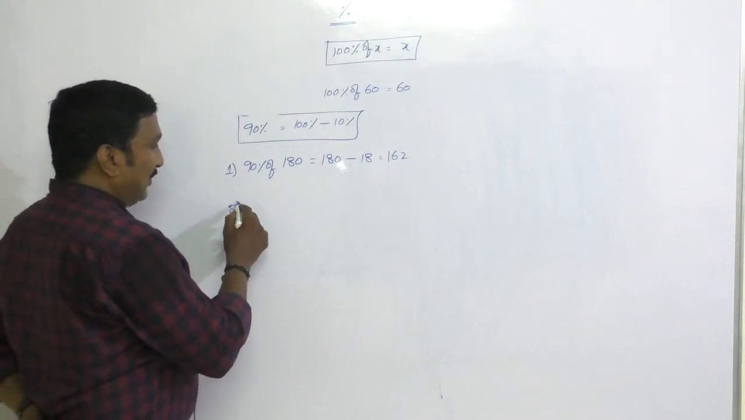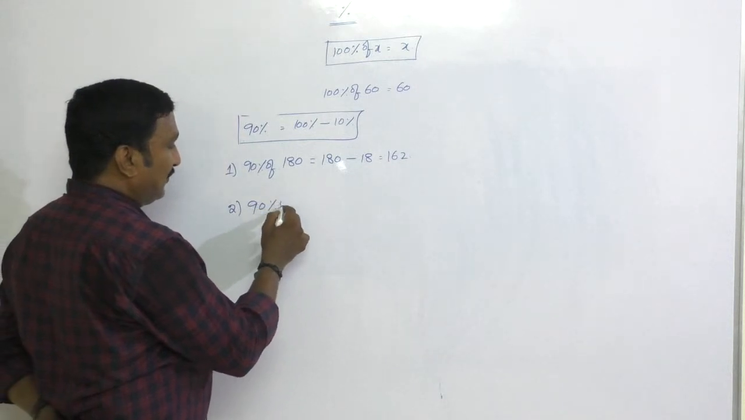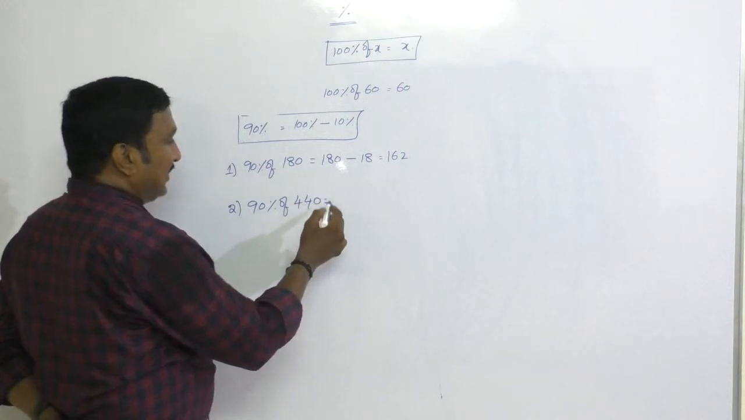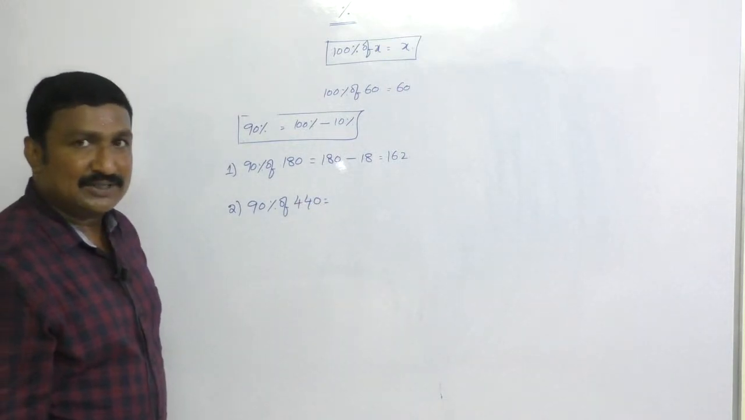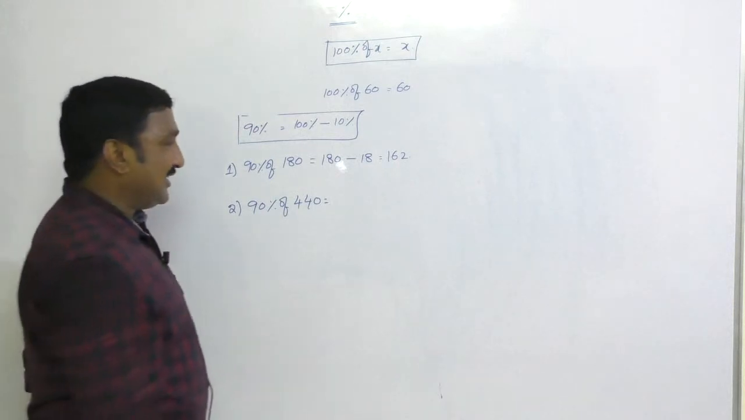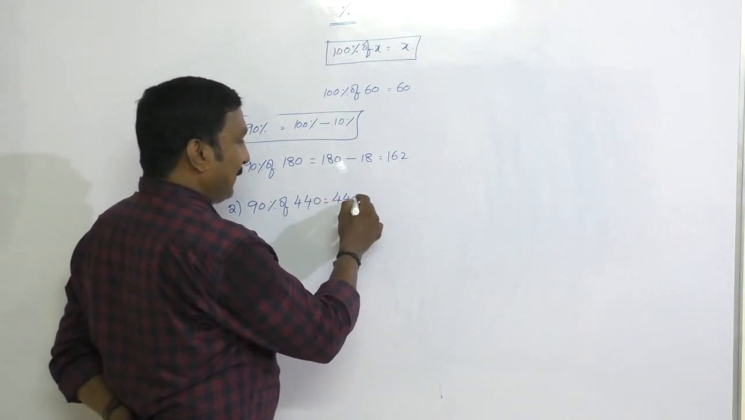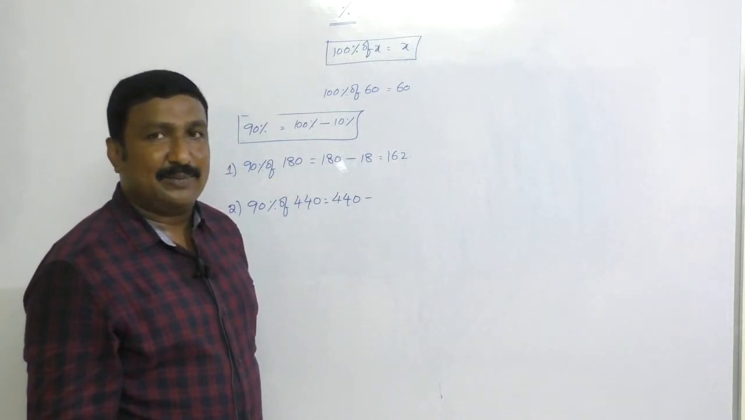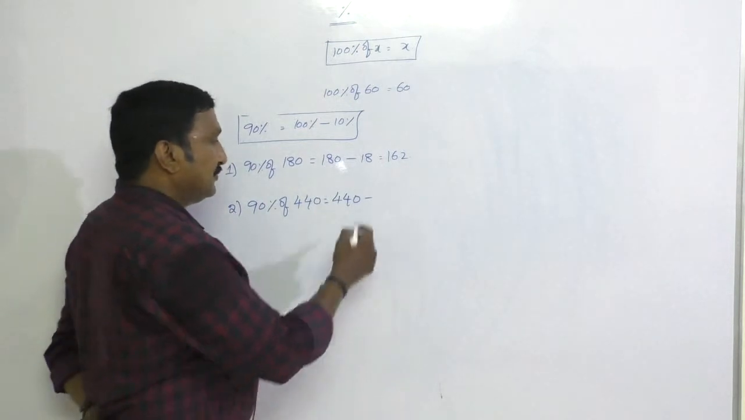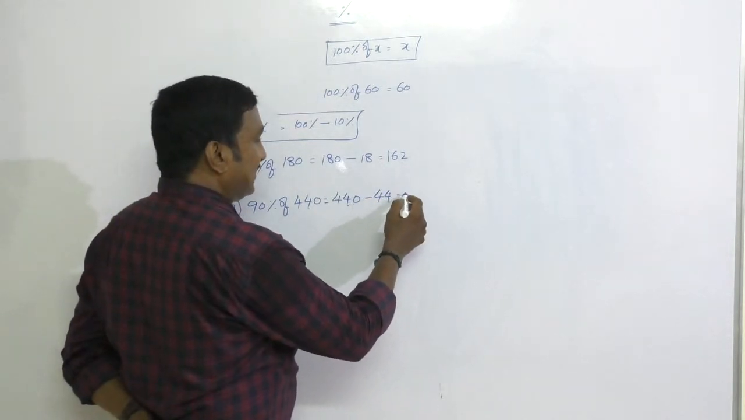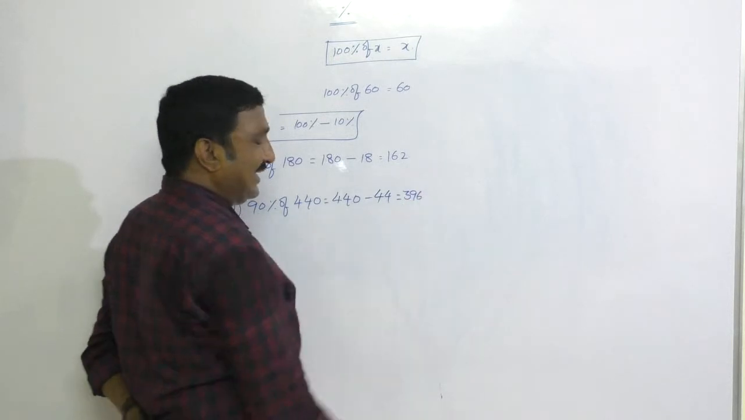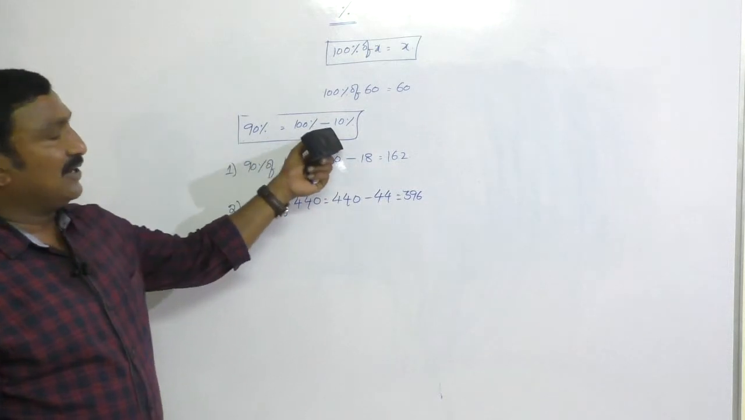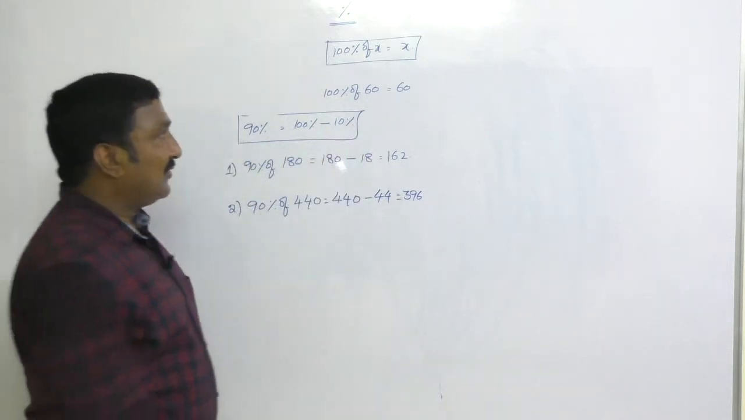I will give one more example. 90% of 440. First 100%, we can write easily 440, minus we have to calculate 10% of 440. The 10% of 440 is 44. So we subtract this 44, which is equal to 396. Okay now friends, so always 90% is nothing but 100% minus 10%.